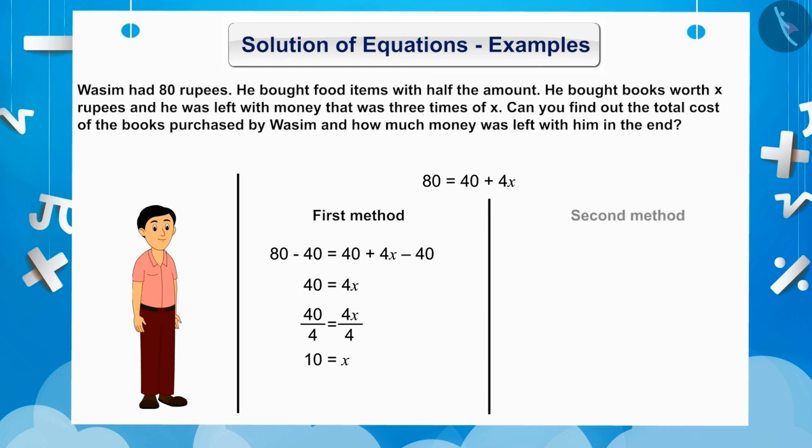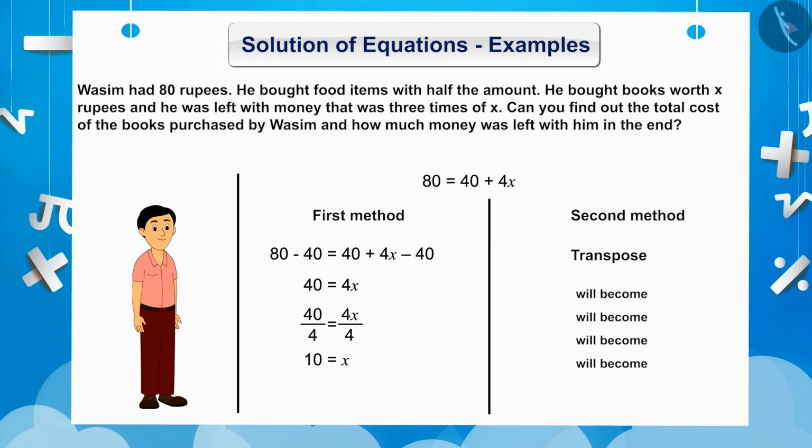Children, do you think you could solve it using another method? Another way of solving the equations is to transpose the terms. That is, to take one term from LHS to RHS or from RHS to LHS. By doing this, the operations in the given equation are reversed, which means plus will become minus, minus will become plus, multiplication will become division, and division will become multiplication.